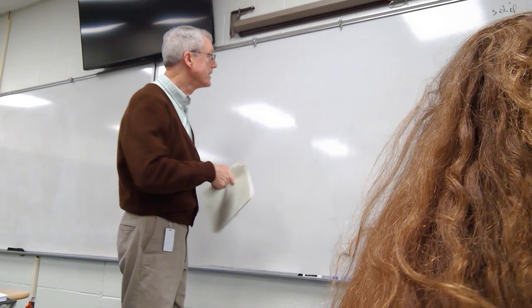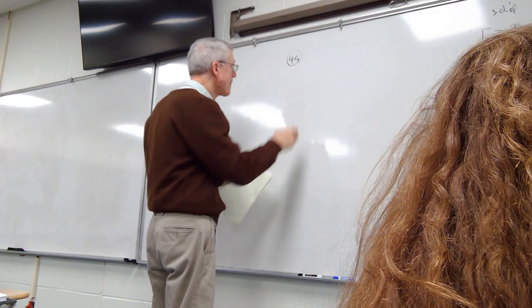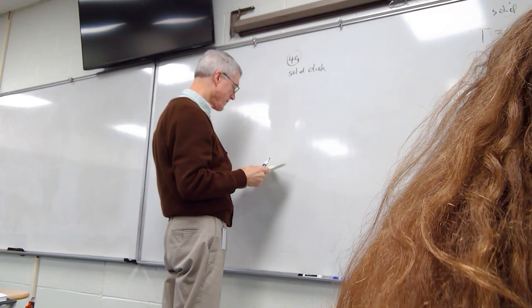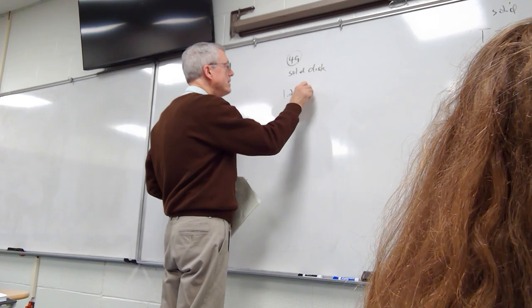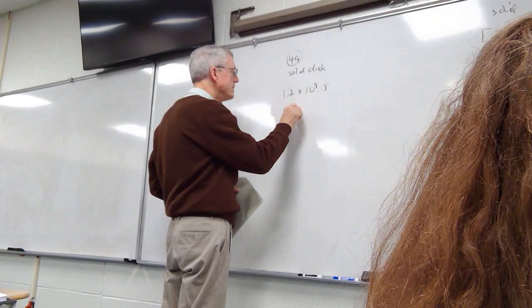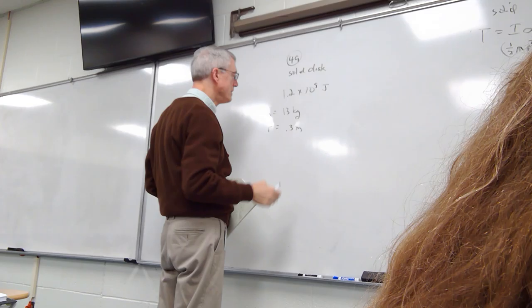All right, go ahead. A flywheel is a solid disk that rotates by an axis that is perpendicular to the disk at its center. Rotating flywheels provide, and so on. The gasoline burned in a 300-mile trip in a typical mid-sized car produces about 1.2 times 10 to the 9th joules of energy. How fast would a 13-kilogram flywheel with a radius of 0.3 meters have to rotate to store this much energy? Give your answer in revolutions per minute.